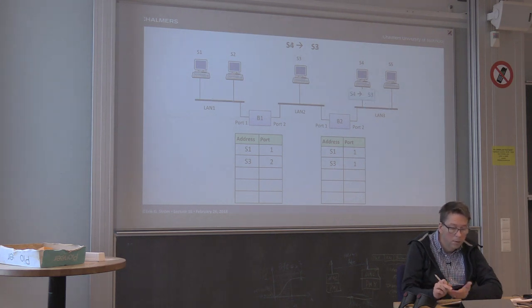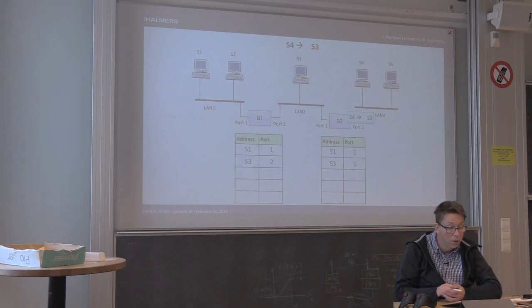And then maybe S4 needs to send to S3. Okay, so S4 sends out the frame from S4 to S3. B2 looks at this, okay, from S4 to S3. Do I have S3 here? Yes, I do. I know it's on port number 1. So this one needs to go out on port number 1 for sure. I know this. And also, I know now that S4 is on my port 2. Okay, and then this goes out like this.